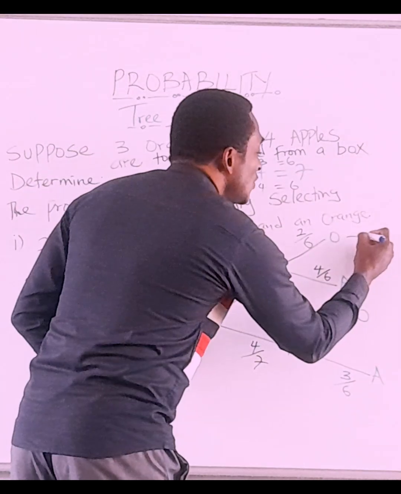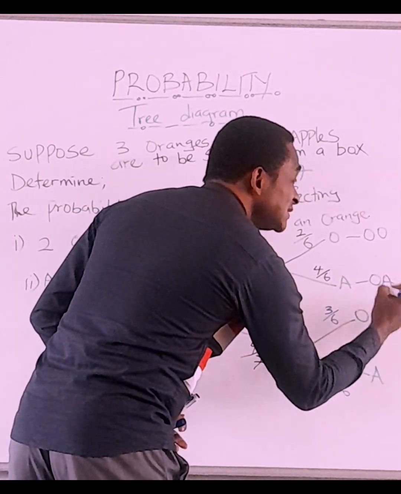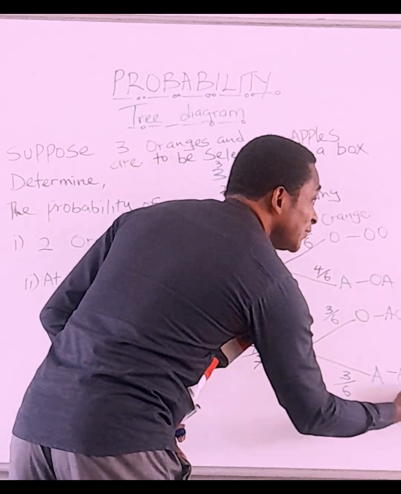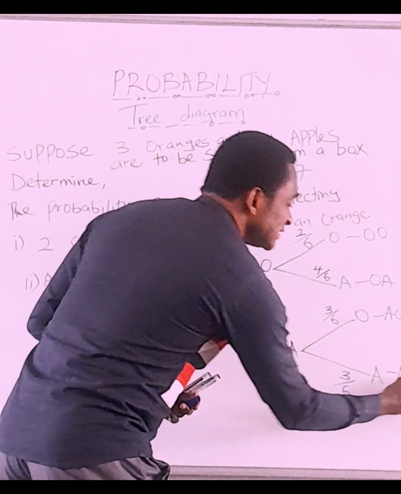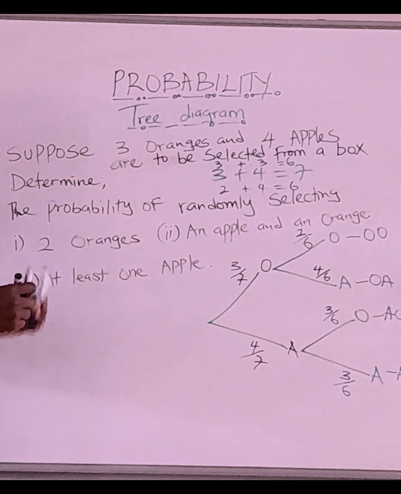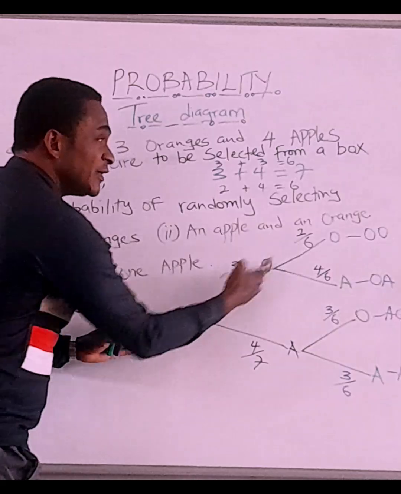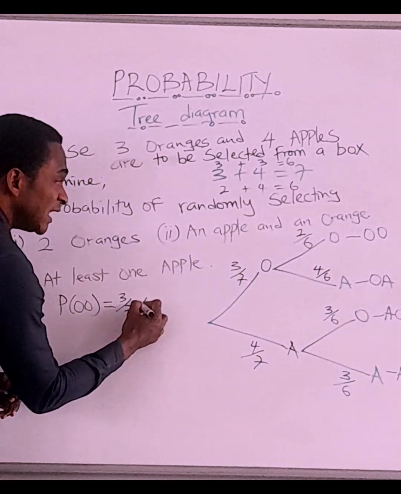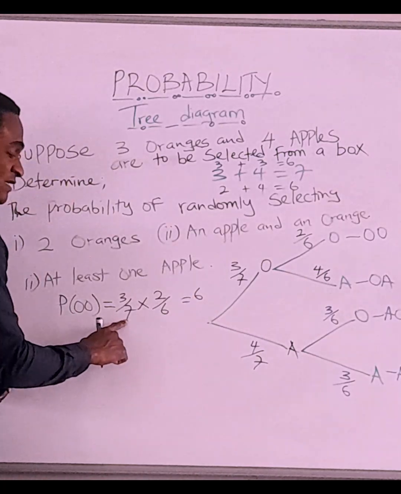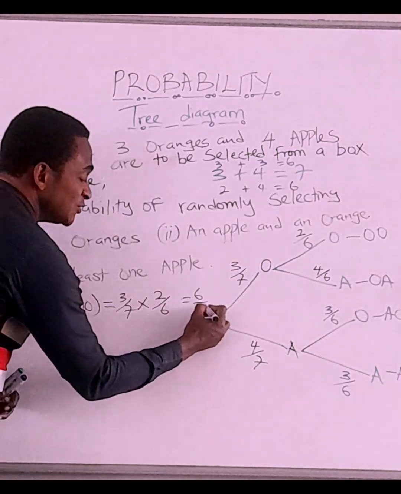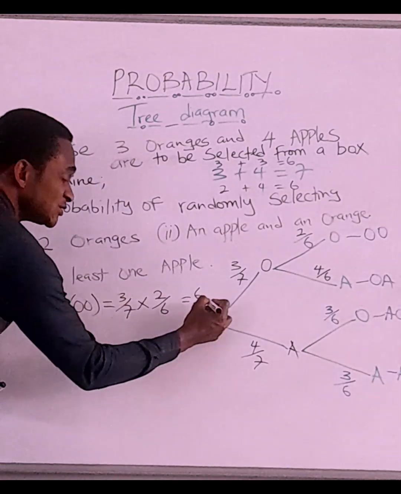So here we have outcomes: orange orange, orange apple, apple orange, apple apple. And if we check what is happening here, they want us to get the probability of 2 oranges. So probability of orange, orange is going to be, we follow that path, 3 over 7 times 2 over 6. This will give us 6 over 42. 7 times 6 is 42. Always remember to reduce this to the lowest possible. So this will give us 1 over 7.